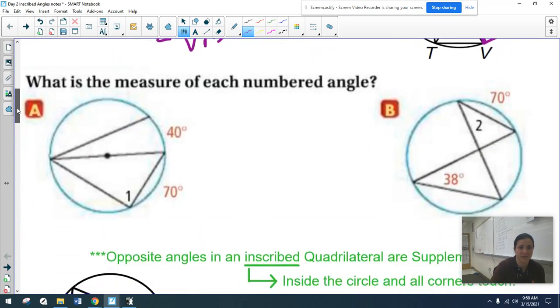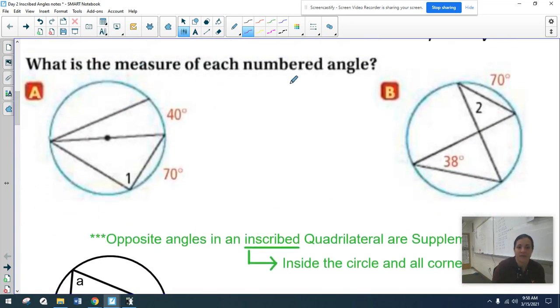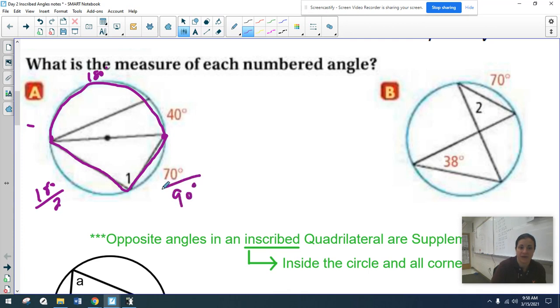So let's get to some problems that you're going to see. It says, what is the measure of each numbered angle? I'm looking for angle 1, so I'm going to highlight angle 1. Here's my starting point and my ending point. If I look at the arc, that is half a circle. This is a semicircle, and we learned before a semicircle is 180 degrees. If this is 180 degrees, you cut it in half to get angle 1. So 180 divided by 2 gives me 90 degrees for angle 1. Okay, that's all they're talking about.